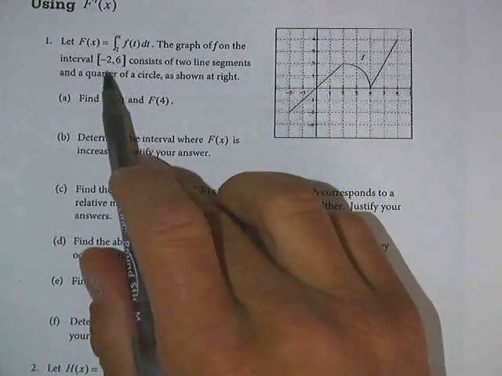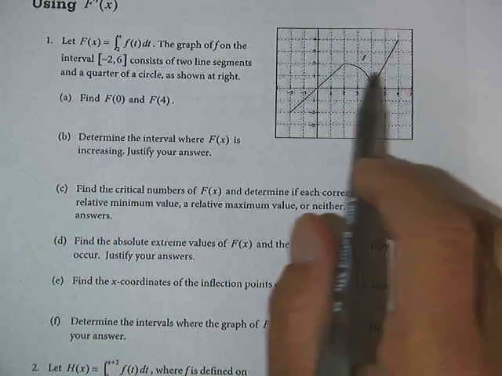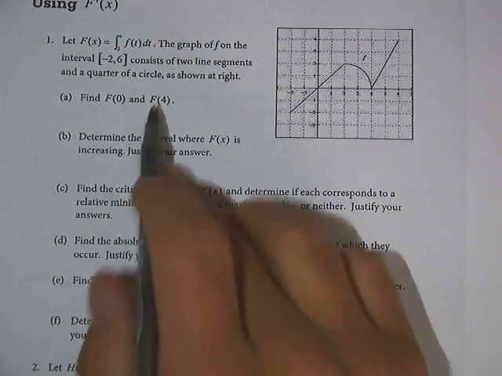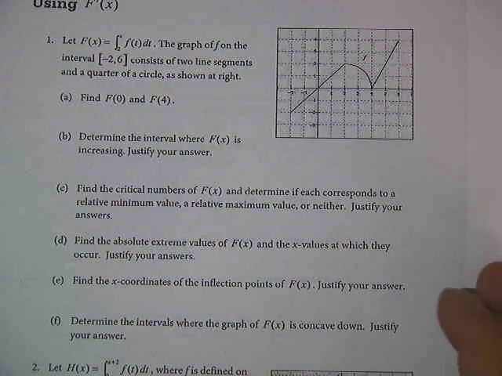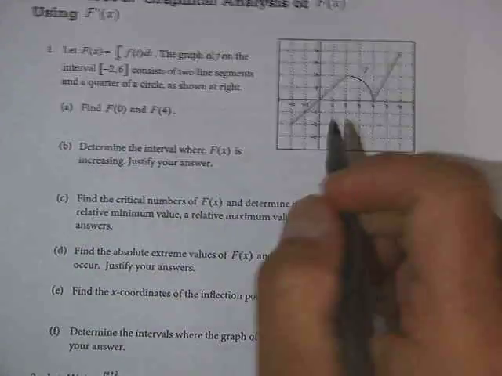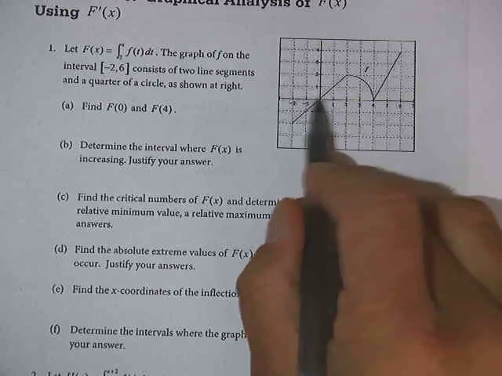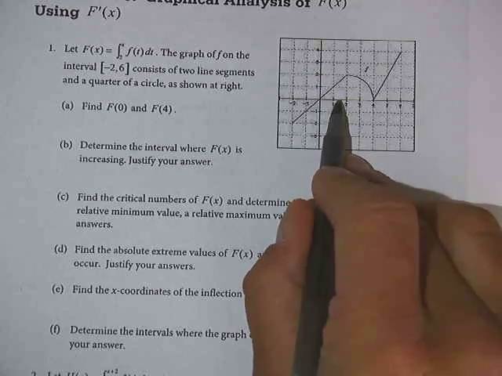That's number 3. So let's see if we can answer the similar questions here on this one. This one is defined from 2 to x of f of t dt. We have a graph from negative 2 to 6, including, notice, 2 line segments and a quarter circle here. And so we're going to determine big F of 0.